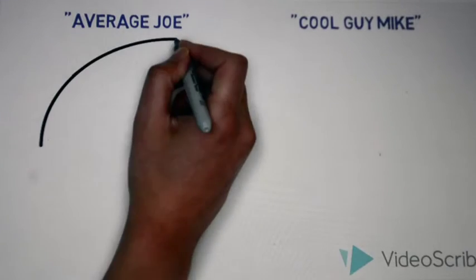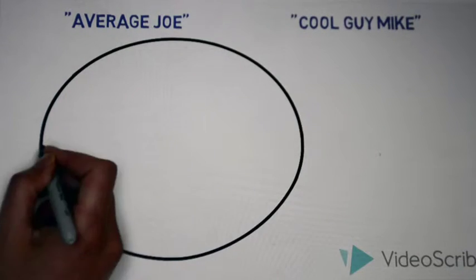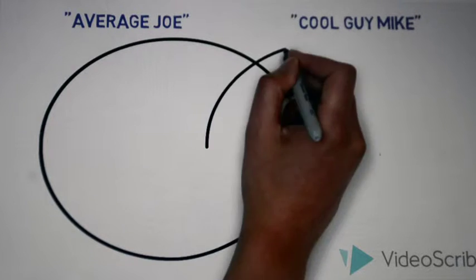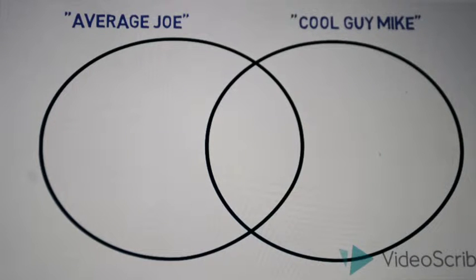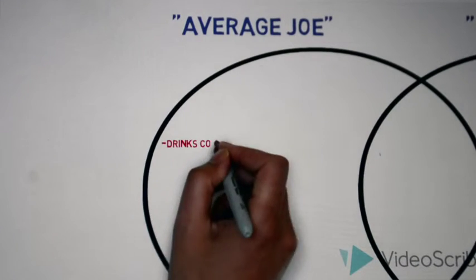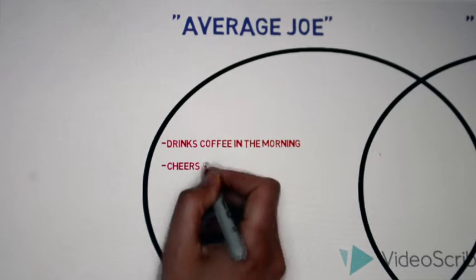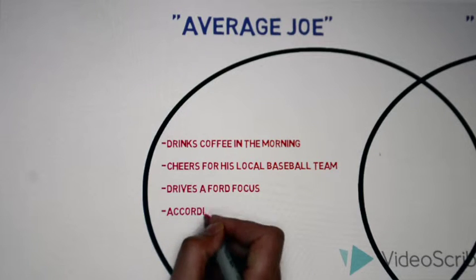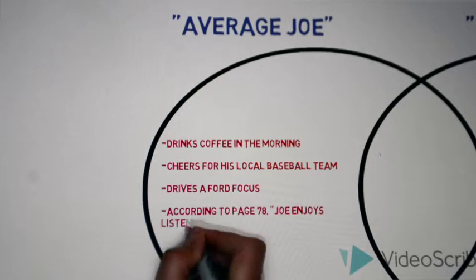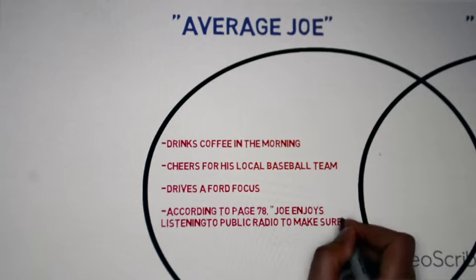So for a Venn diagram, you would draw two circles overlapping, so you'd have a left-hand writing space, a middle writing space, and a right-hand writing space. So in the left-hand space, we're going to write characteristics about Average Joe. We'll talk about the coffee that he drinks, what kind of car he drives, little things like that, so that we have our character of Average Joe straight.